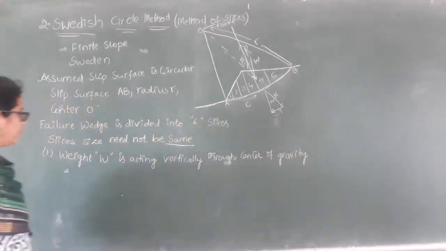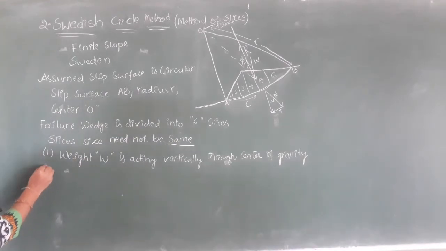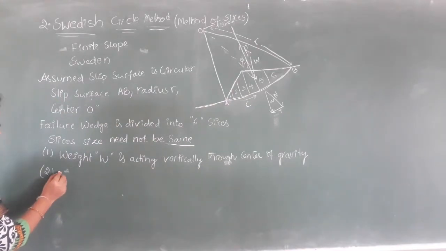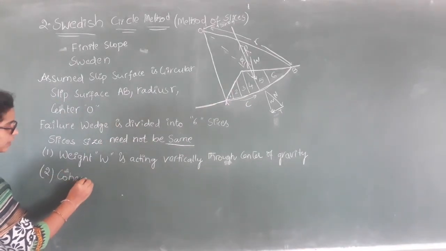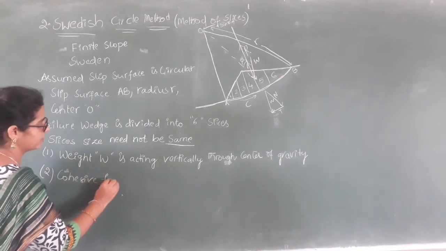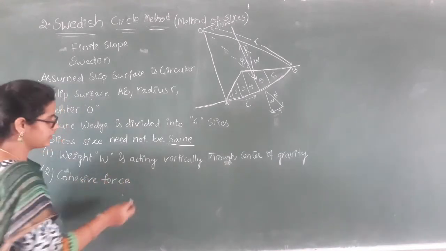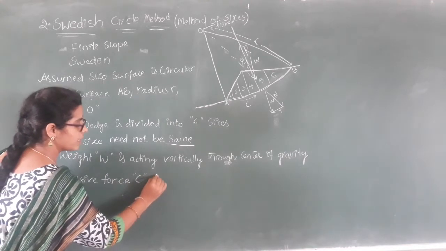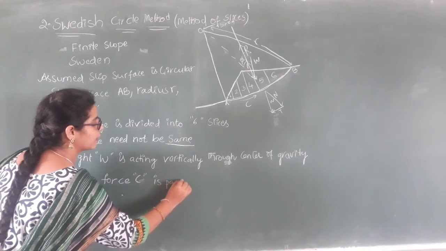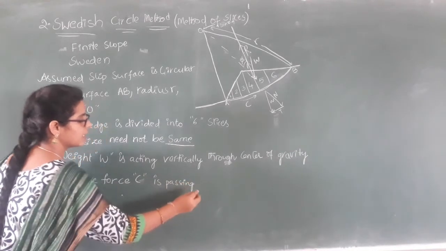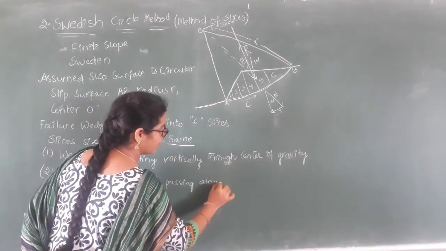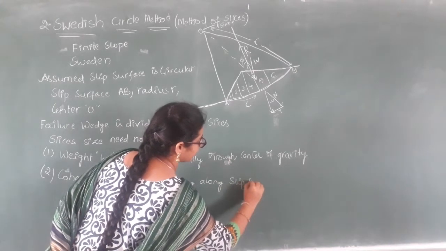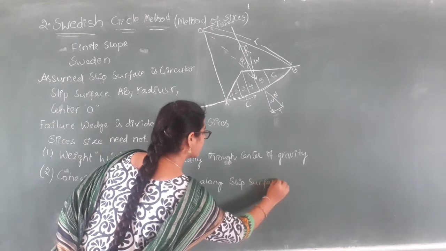So we are discussing forces now, right? What is the second force? Cohesive force. C is represented in the figure. Cohesive force C is passing along the slip surface, or the curve we can say.